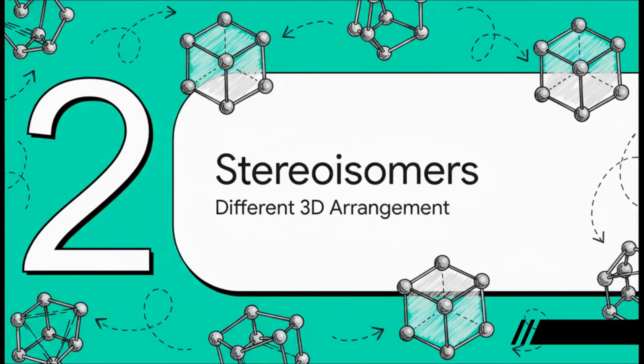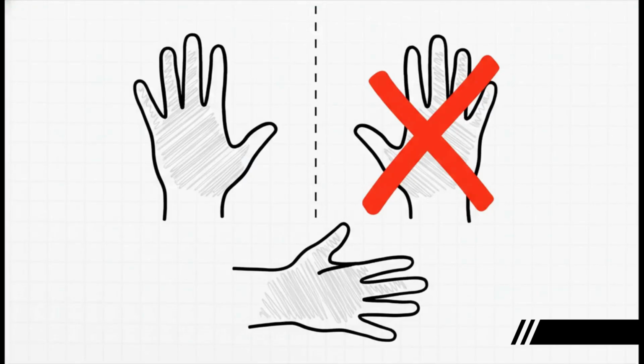All right, let's switch gears and move to the second major category, stereoisomers. Now you've got to pay close attention here because the rules have changed. With stereoisomers, the atom-to-atom connections are exactly the same. The difference is all about how they're arranged in 3D space. The classic analogy here is just perfect.